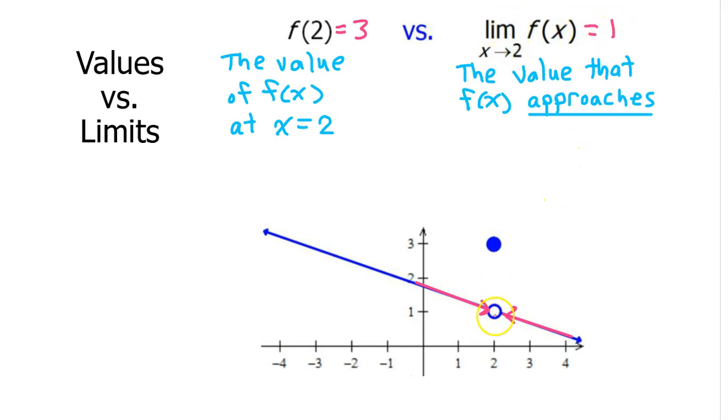For limits, it does not matter what's happening right at 2. It does not matter that there's an open circle here. It does not matter that there's a closed circle floating around up here. The output value is approaching 1 from the left and from the right, so the limit is 1.